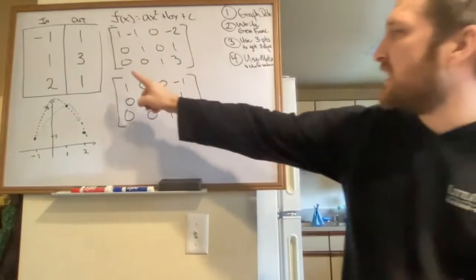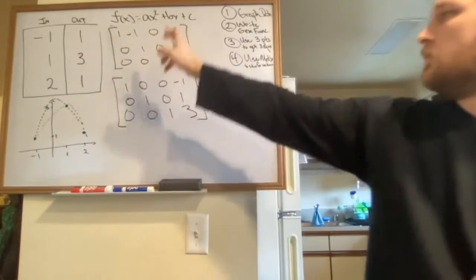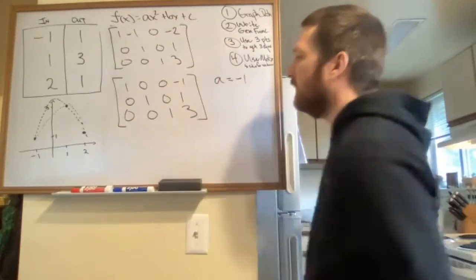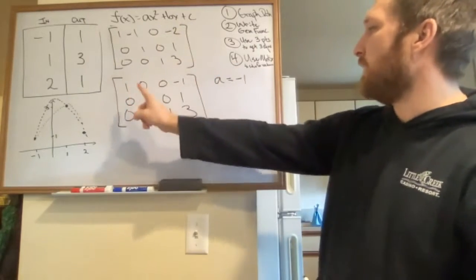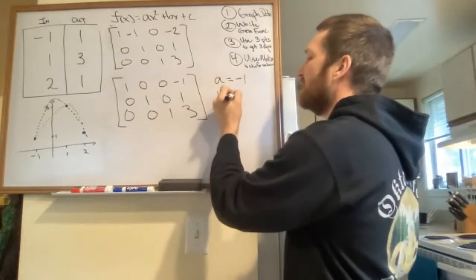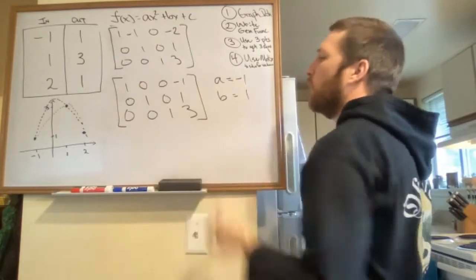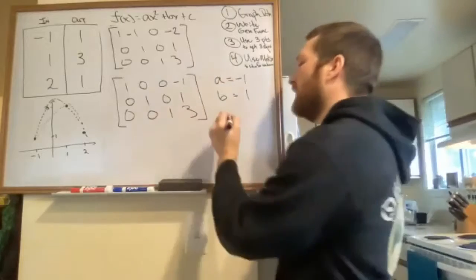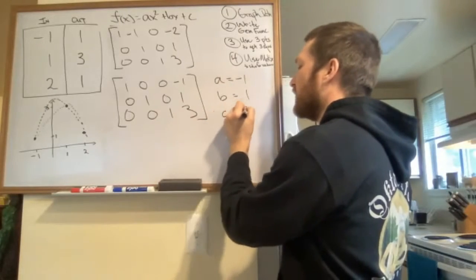Well, remember, this says A plus 0B plus 0C equals -1. This says that 0A plus 1B plus 0C is equal to 1. And this says 0A's and 0B's plus 1C is equal to 3.